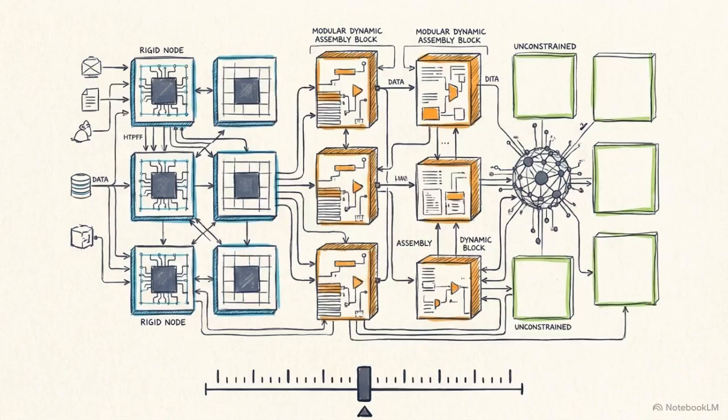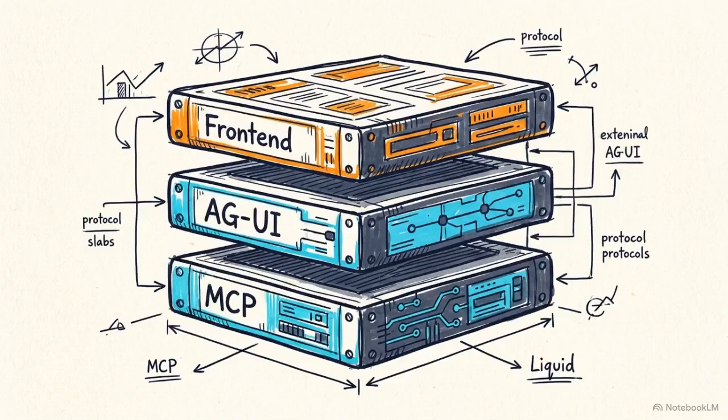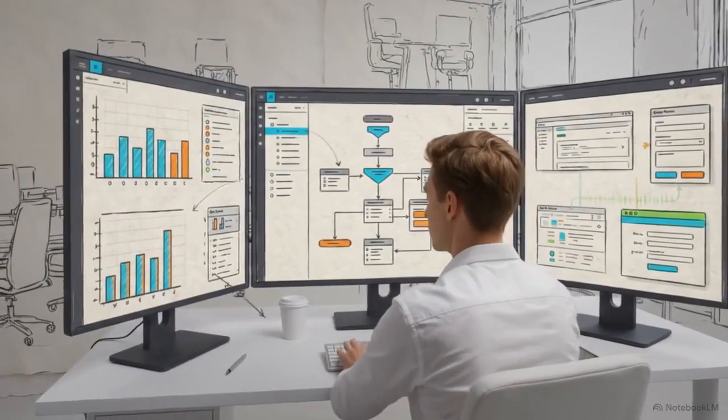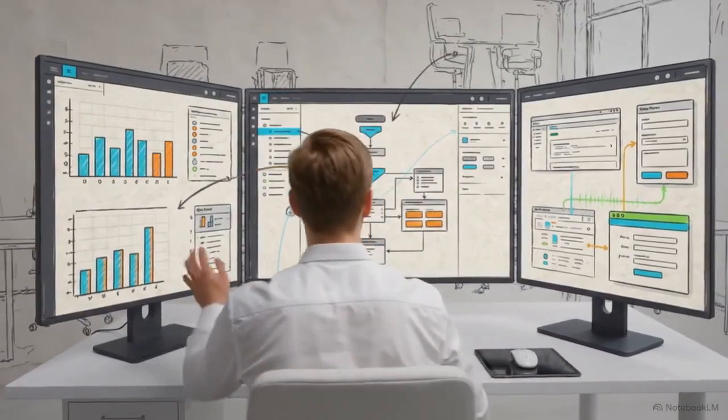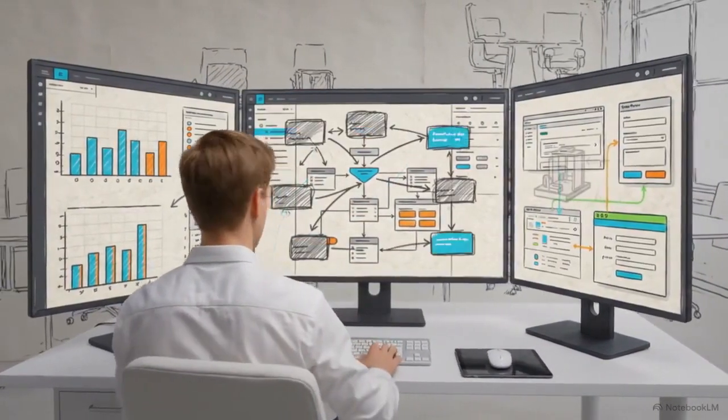Mastering the trade-offs of the generative UI spectrum and adopting event-driven protocols to support them is the mandatory first step for engineers tasked with building the autonomous application architectures of the next decade.